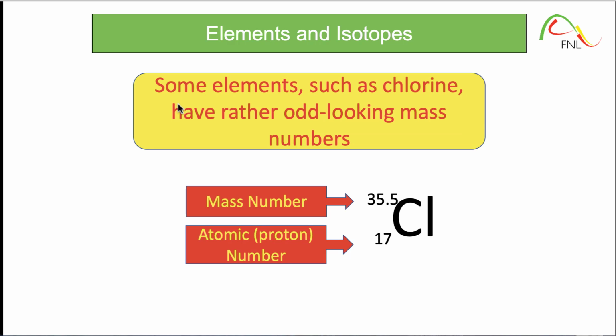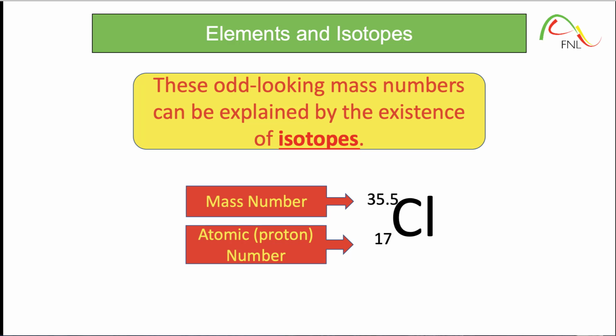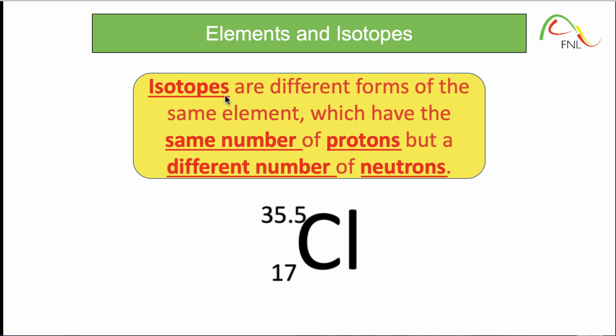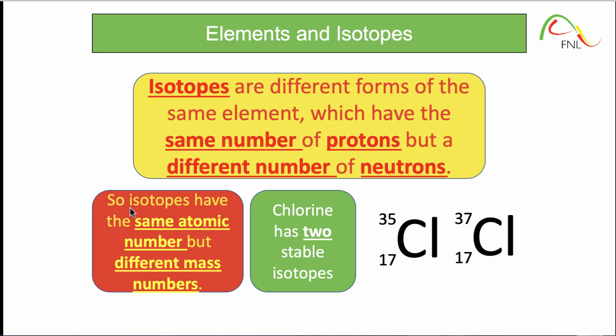Some elements, such as chlorine, have rather odd looking mass numbers. Look at this, 35.5. How can you have half a proton or half a neutron? Well, you can't. These odd looking mass numbers can be explained by the existence of what's called isotopes. Isotopes are different forms of the same element which have the same number of protons but a different number of neutrons. So here we've got chlorine, got 17 protons, but we'll see in a moment the isotopes have different numbers of neutrons. So isotopes have the same atomic number but different mass numbers.